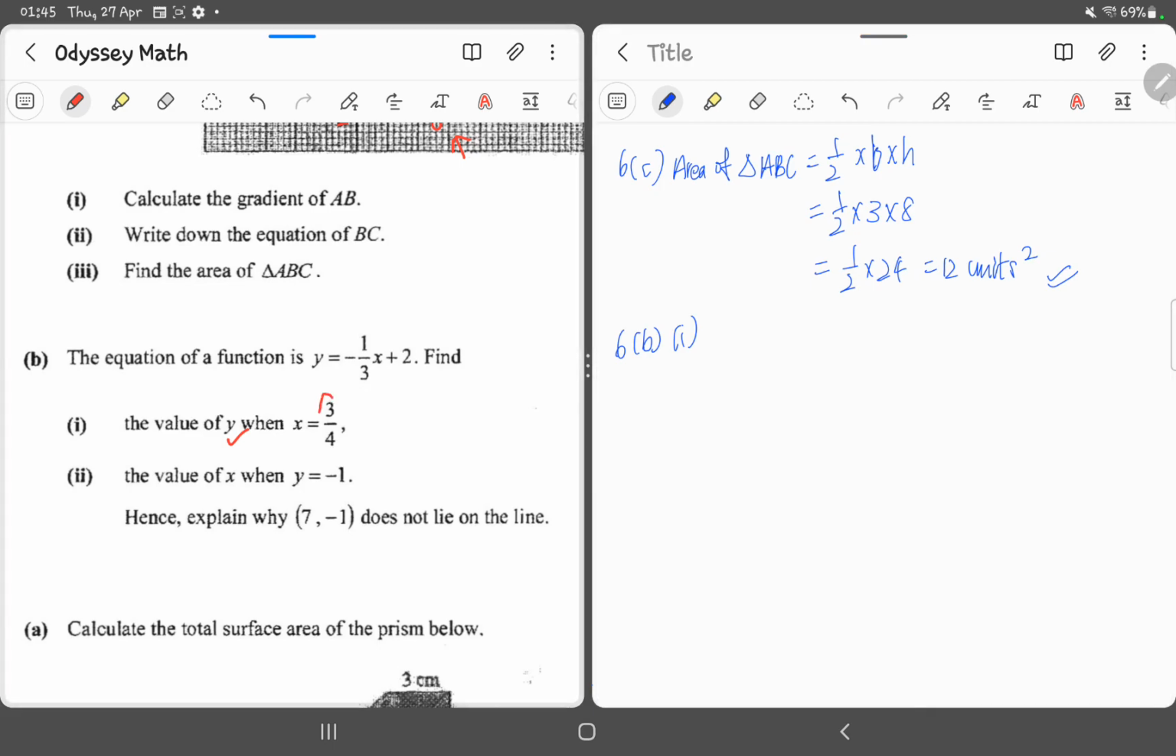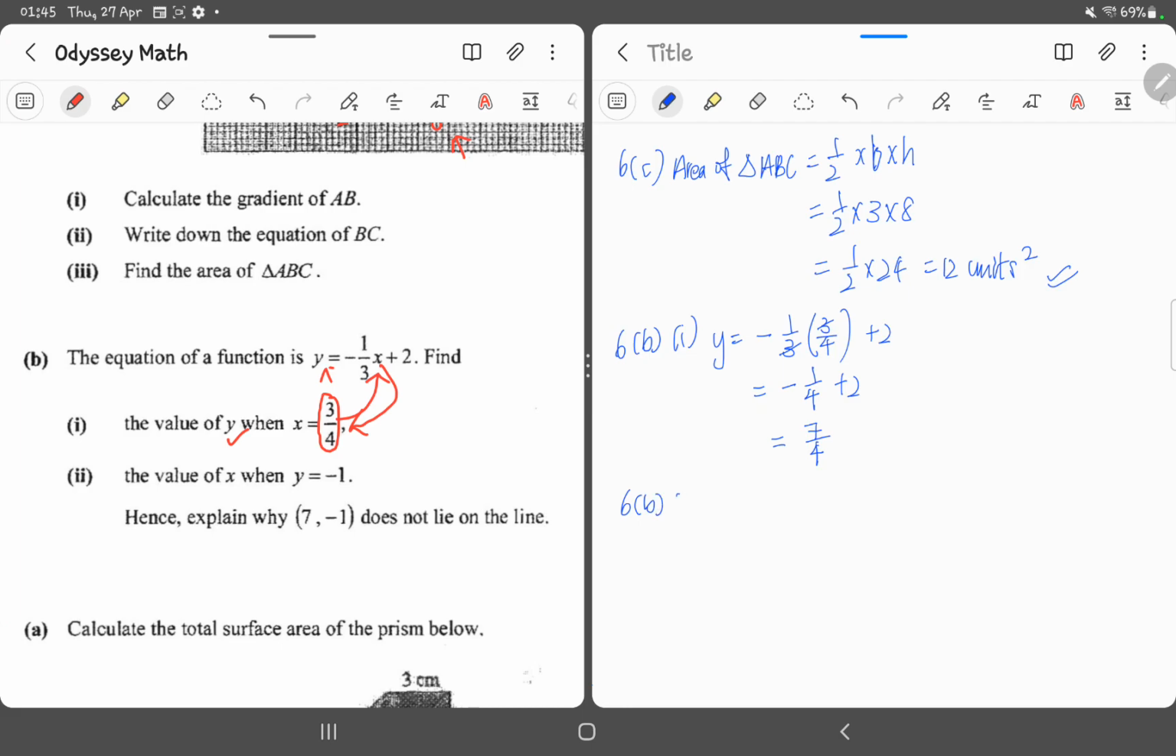What we're going to do is substitute x equals 3 over 4 over here to get the y. So y equals -1 over 3 times 3 over 4, because we substitute this x with 3 over 4, plus 2. So this is equal to -1 over 4 plus 2, which is equal to 7 over 4. So that is for 6b i.